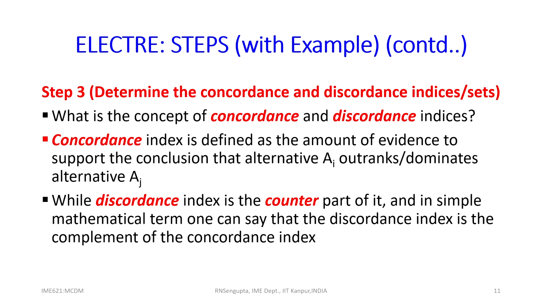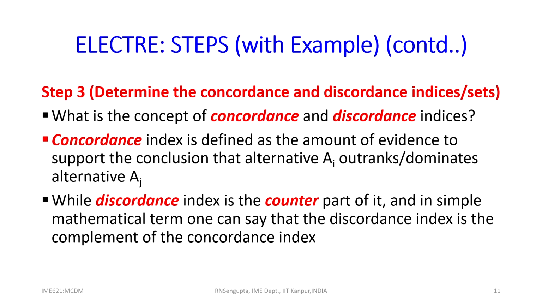Now, what is the concept of concordance and discordance? I will repeat what I mentioned. Concordance index is defined as the amount of evidence to support the conclusion that alternative Ai outranks, dominates, or is better than Aj. That is the index. Obviously, I have to compare that based on each and every criterion. Similarly, the discordance index is the counterpart of that, and in very simple mathematical terms one can say that the discordance index is the complement of the concordance index, based on the disbenefit which I am getting by choosing Ai over Aj.